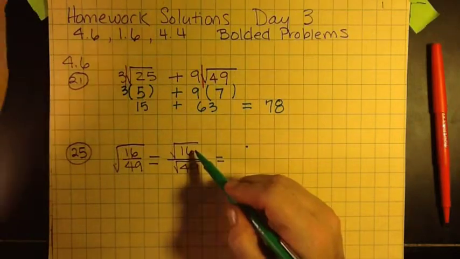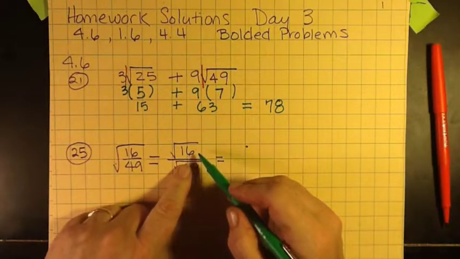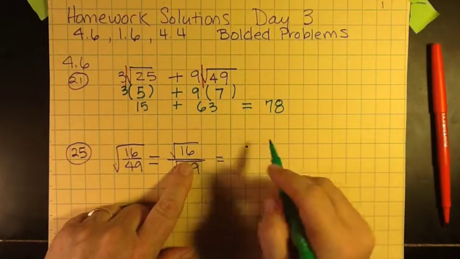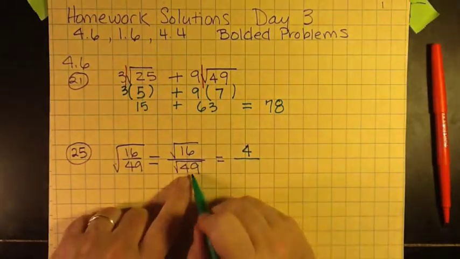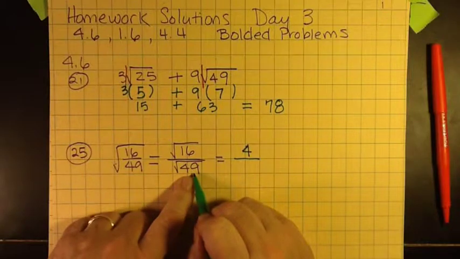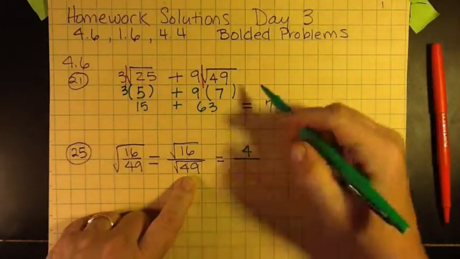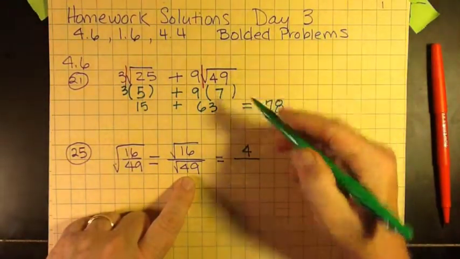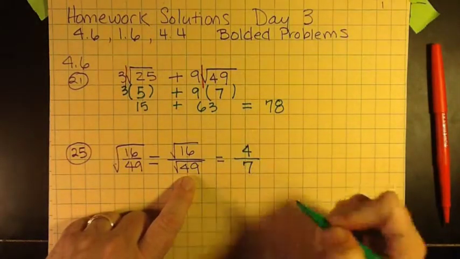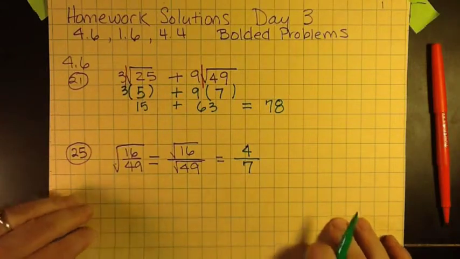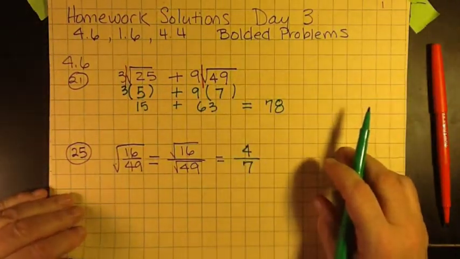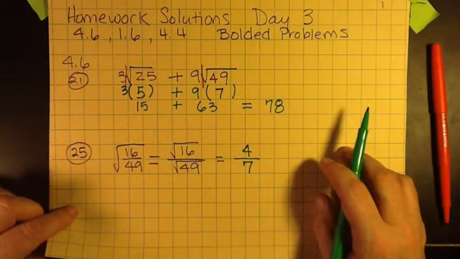And again, I'm going to think about what number times itself makes 16. So that would be 4. And here, what number times itself makes 49? Well, I did the work up here and I discovered that that was 7. So there is the first set of the homework. And again, these are just the bolded problems. The rest of them you need to do on your own.